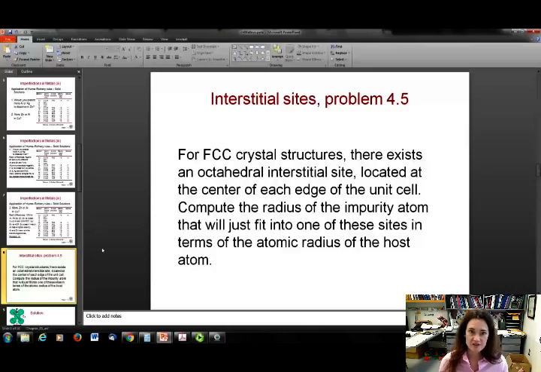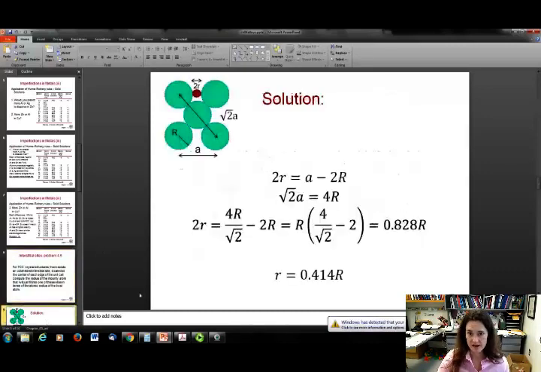So problem 4.5 says, for an FCC crystal structure, there exists an octahedral interstitial site, which is located at the center of each edge of the unit cell. So compute the radius of the impurity atom that will just fit into one of these sites in terms of the atomic radius of the host atom. So here's the solution to that.